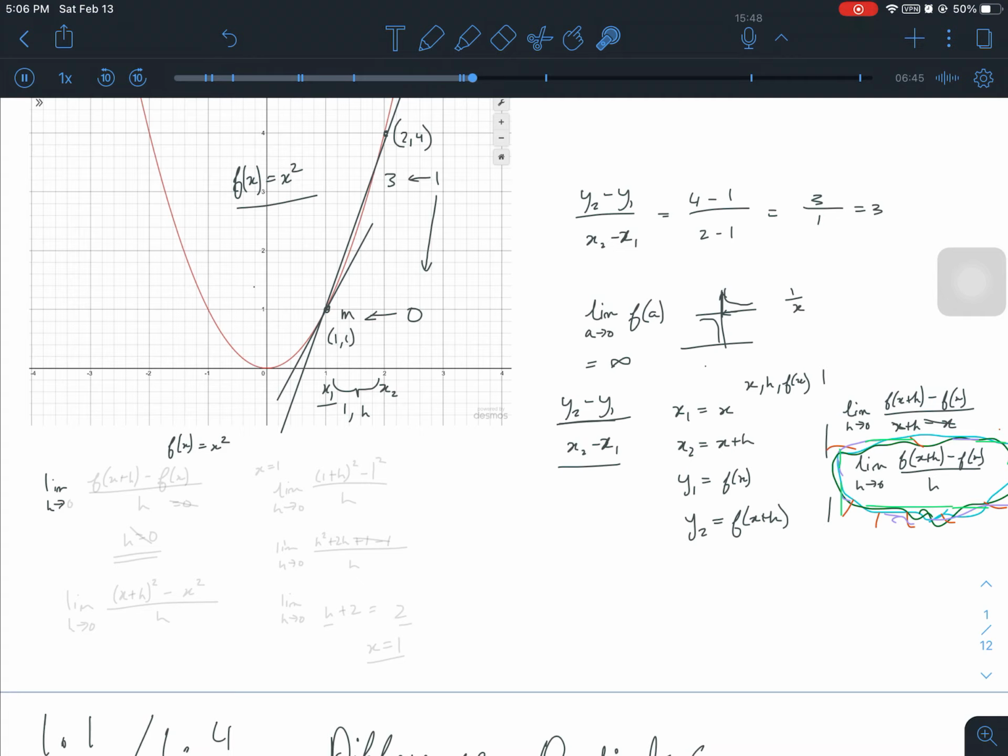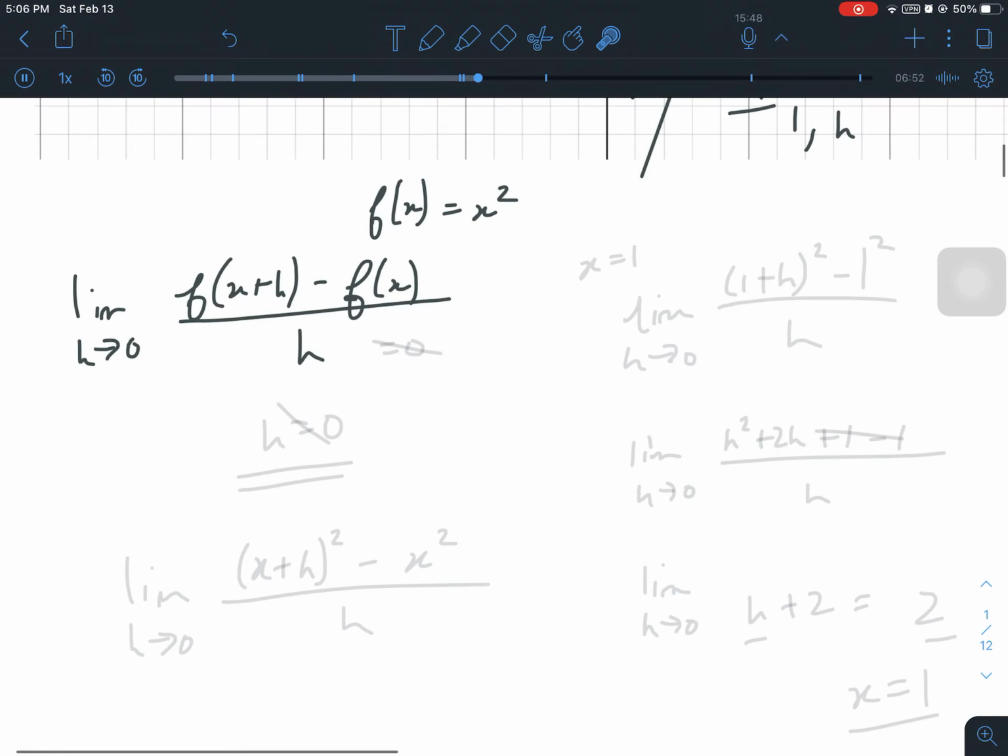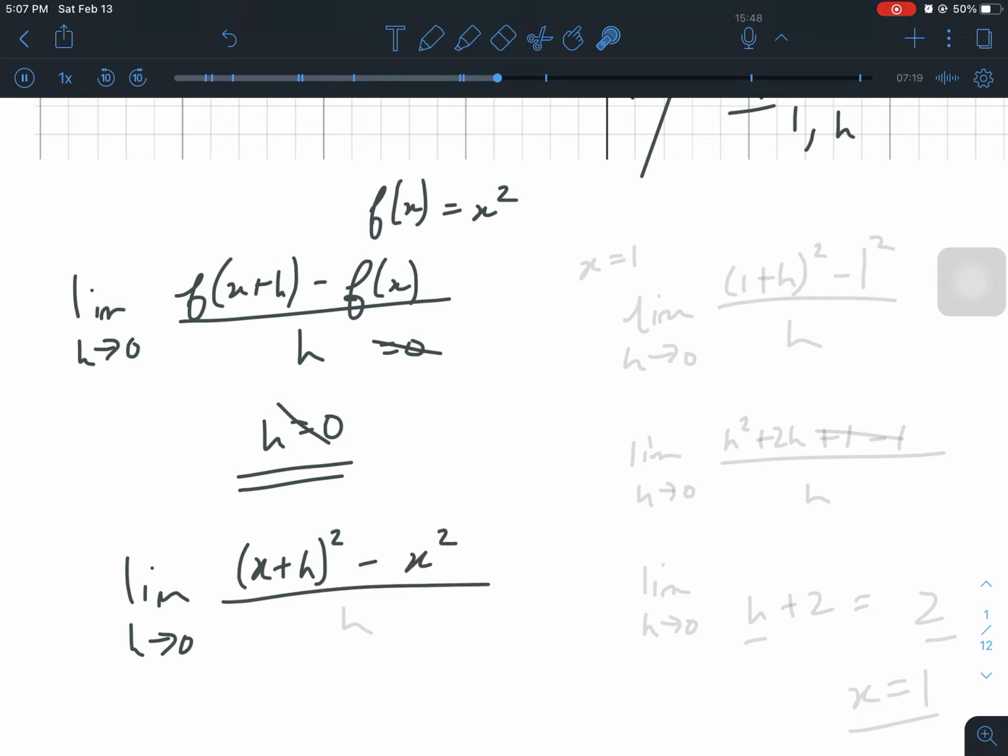Limit h approaches 0, f of x plus h minus f of x over h. Now we can't say h equals 0, because if we did that, our denominator would equal 0, and we can't have that, right? So h does not equal 0. Limit h approaches 0. And f of x is just x squared, right? So we can say x plus h squared minus x squared over h.